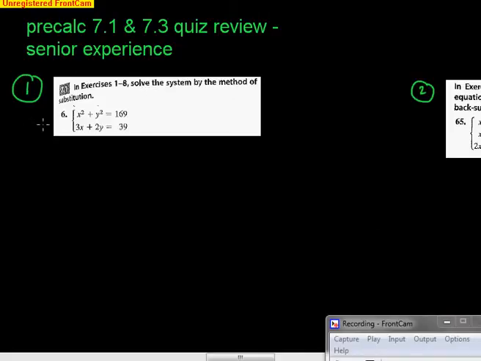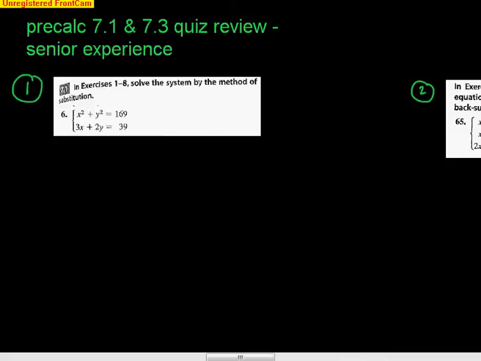So we're going to solve this system by substitution. In this problem here, I have 2 equations, and if you know ahead of time, the top one is going to be a circle when we graph, and the bottom one, since x and y are both to the first power, is just a line. So I'm actually going to solve the bottom one. I'm going to take this line, 3x plus 2y equals 39, and I'm going to solve this for a variable.